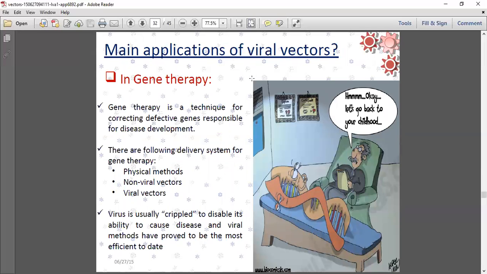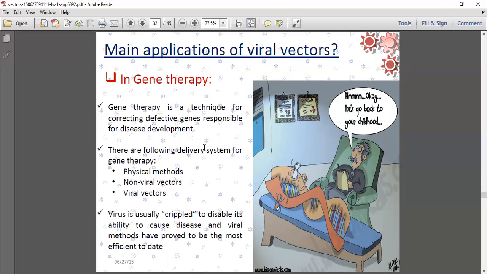So the main application of viral vectors is in gene therapy. Gene therapy is a technique for correcting a defective gene responsible for disease development. So they will be using gene therapy to correct the defect. There are the following delivery systems for gene therapy: physical methods, non-viral vectors, and viral vectors.